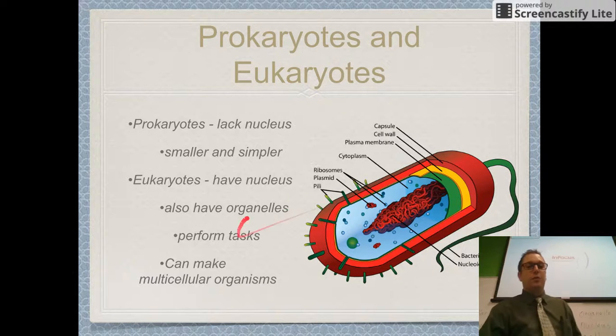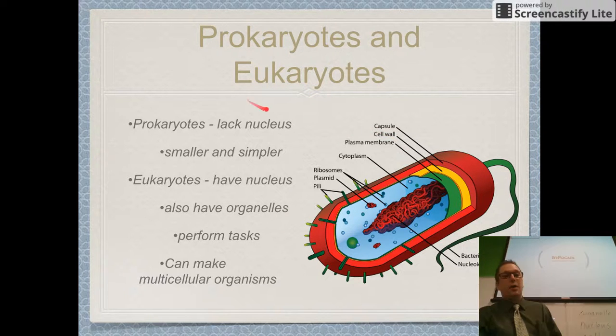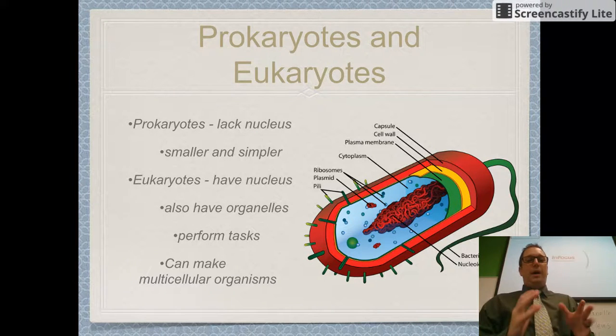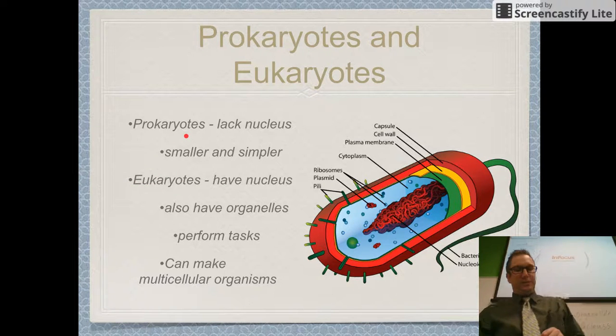So prokaryotes and eukaryotes are very important. One note, prokaryote is kind of a bad category because it's a category based on what it doesn't have. There's actually two groups of prokaryotes, archaea and bacteria. We'll talk about those a lot more in further sections. But the eukaryotes are all the same. The prokaryotes, not entirely.